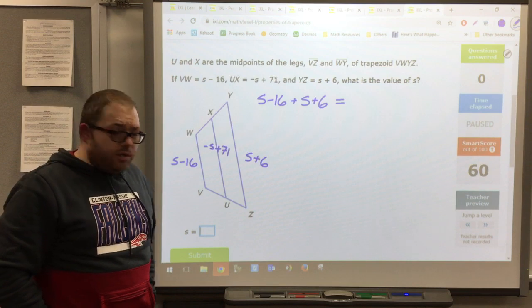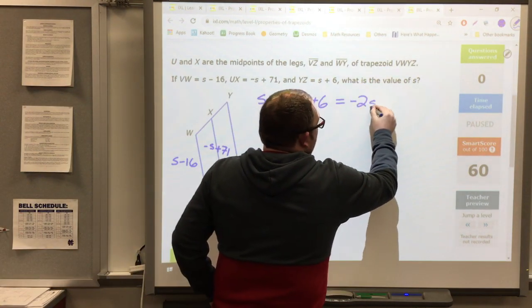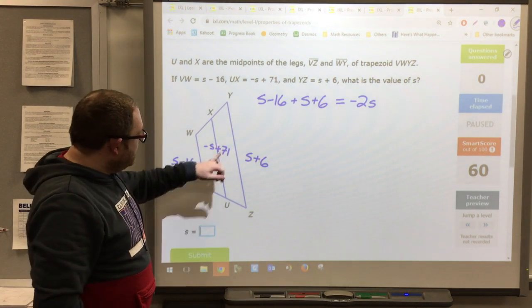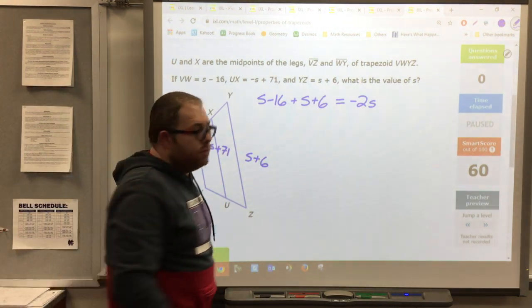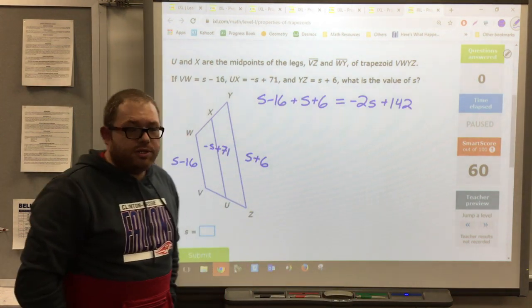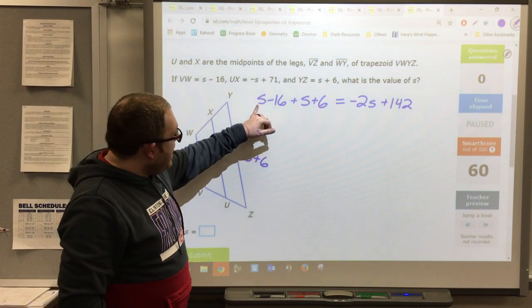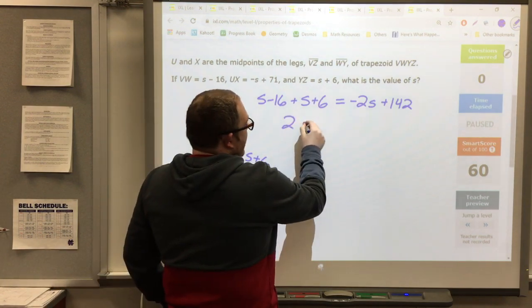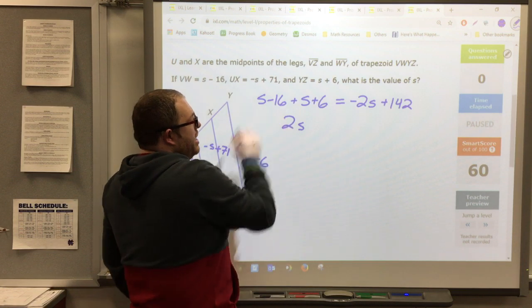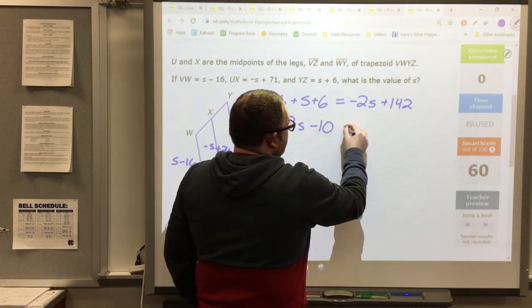That means times 2. Negative s times 2 is negative 2s. 71 times 2 is 142. Lot of like terms in algebra. S and S is 2S. Negative 16 and positive 6 is negative 10.